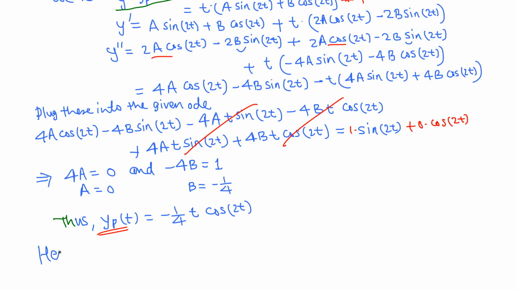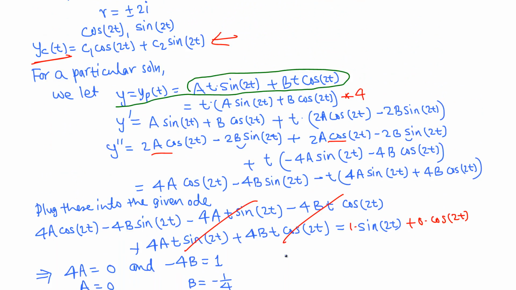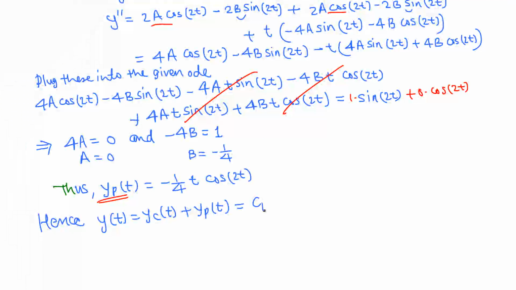So hence the general solution y is yc plus yp, and yc is C1 cosine 2t plus C2 sine 2t, plus yp, which is negative 1/4 t cosine 2t. Okay, final.